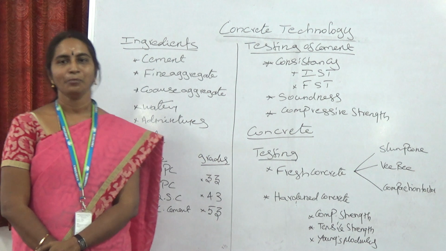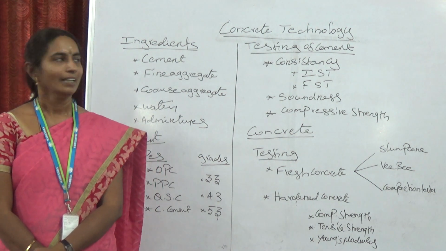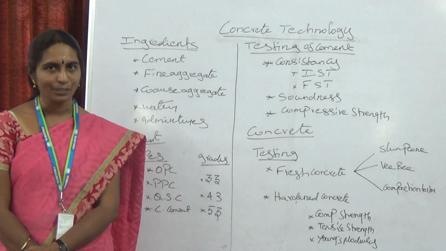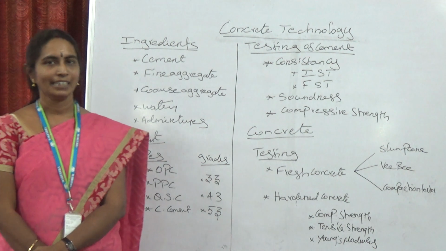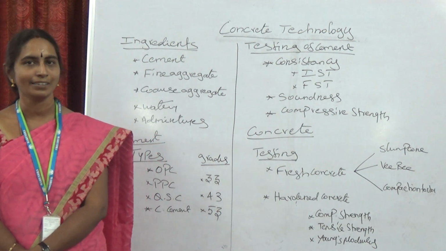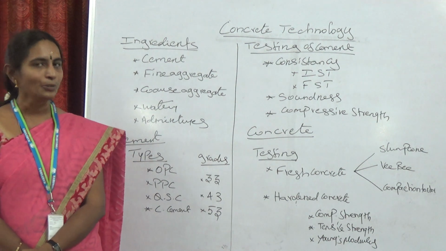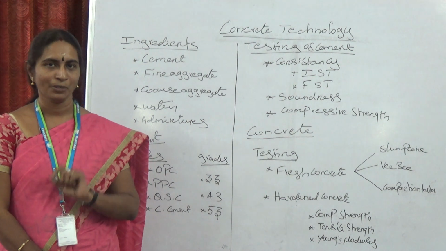For consistency, by using the Vicat apparatus, we determine the consistency value of the cement. Then, once we have the consistency value, we find the initial setting time of the cement. As per the code IS 456-2000, the minimum value of the initial setting time is 30 minutes. By using the Vicat apparatus, the needle is used to find the initial setting time of the cement.